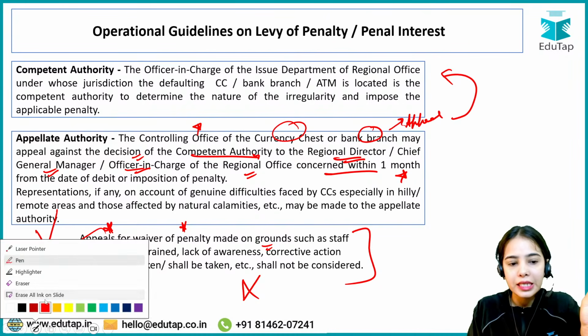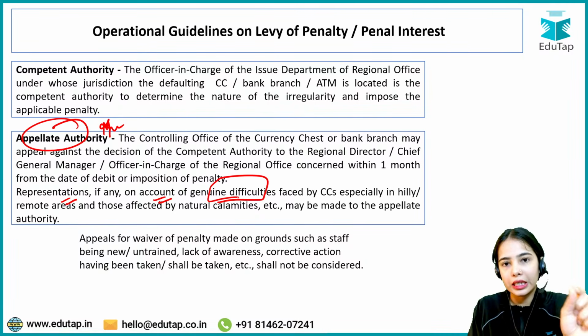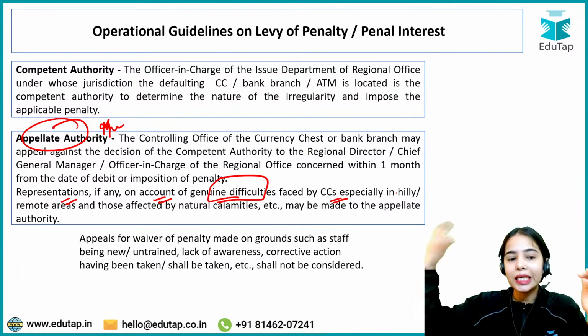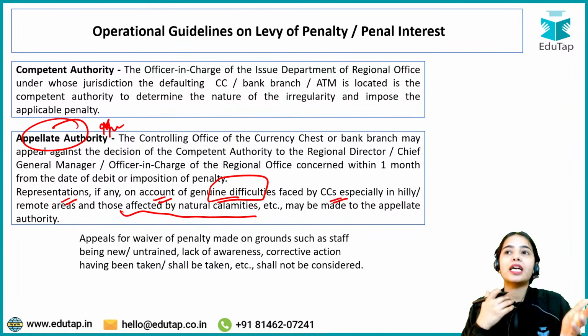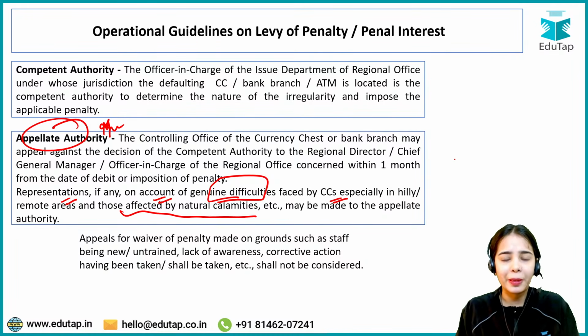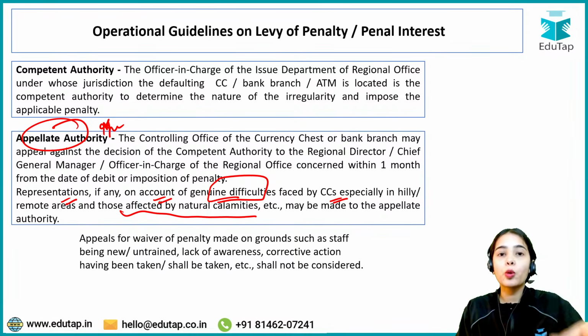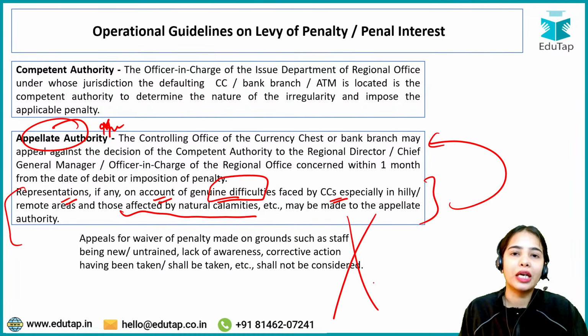Appeals will only be considered, the appellate authority will only consider such appeals where the representations are on account of genuine difficulties faced by the currency chest, especially in hilly or remote areas and those affected by natural calamities. Then, if the cash-out happened in the ATM, that was a genuine reason. A natural calamity has happened, so no ATMs can be filled at that point of time. Or let's say there is a reporting delay that has happened because of the natural calamity. So yes, that is a genuine reason. So the appeal can be made only for genuine reasons, not for other kinds of reasons.